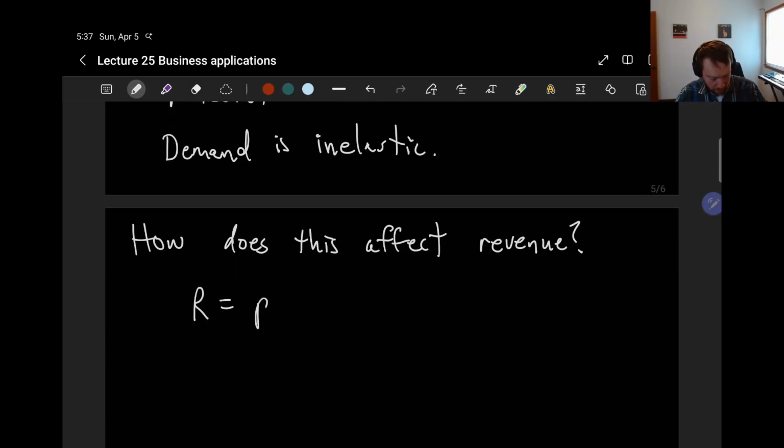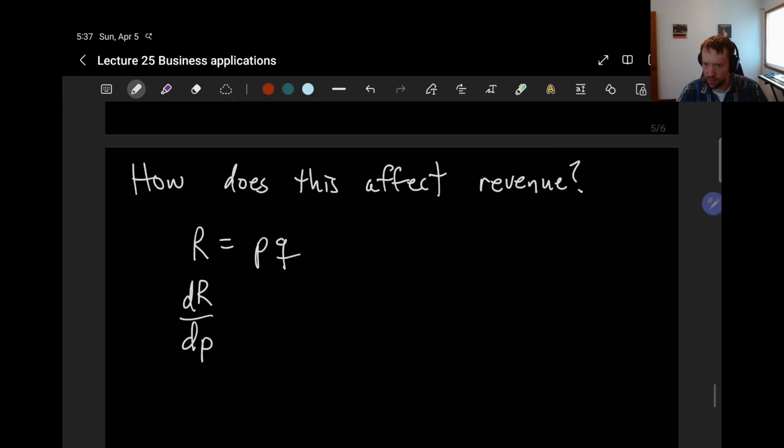Well, R is P times Q. Okay, the price times the demand. Q here is a function of P. This is actually a great lead into the next lesson. So really R is just a function of P overall. What I'm saying is that I can take the derivative of R with respect to the price P. So how is revenue changing as the price changes? What's the rate of change? I'm going to do product rule because, again, Q is a function of P. So that means I do need to do product rule.